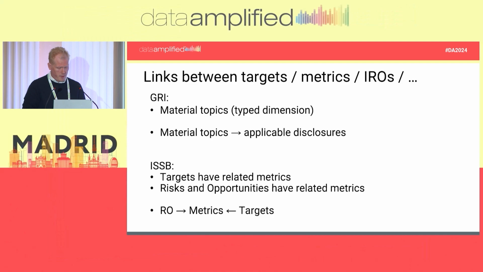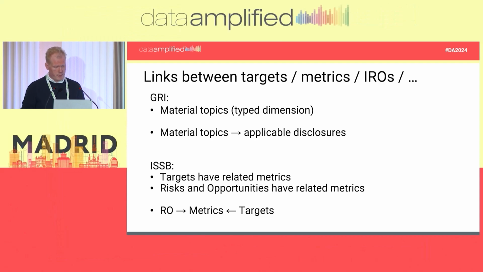So start with GRI. It's a very lightweight approach. They have material topics, which is a type dimension. So an entity always defines what is a material topic in GRI, and obviously that it's material. And then for each of those, you say which standards are applying from the list in GRI. So that is the link, if you like, between 'I think this is my topic' and 'these are the applicable disclosures for this topic.'